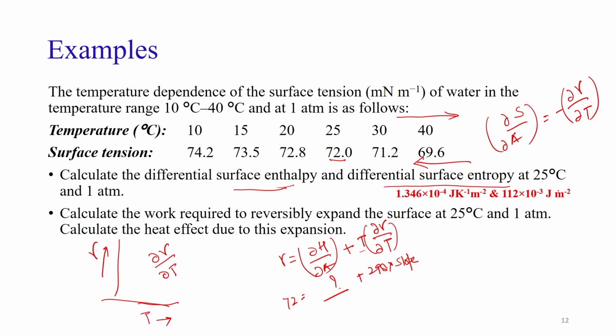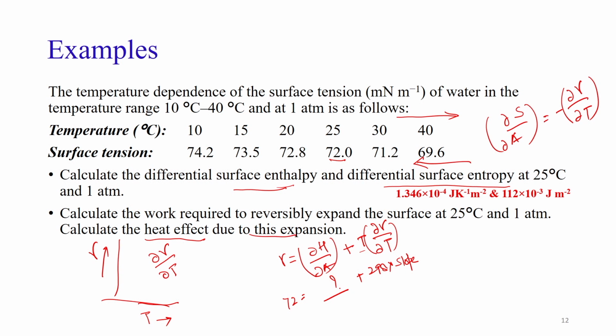Now, next part it says calculate the work required to reversibly expand the surface at 25 degree centigrade and 1 atmosphere. Now, here it is saying, can you calculate the W? How to calculate the W now here? Calculate the work required to reversibly expand the surface at 25 degree centigrade and 1 atmosphere. Or you can say it is saying to calculate the heat effect due to this expansion.